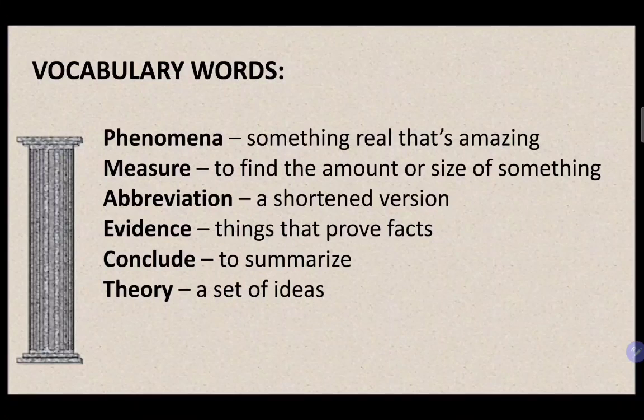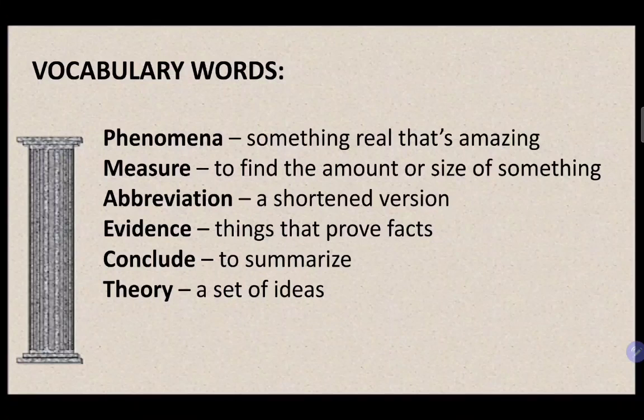Second, we have measure. Measure means to find the amount or size of something. Third, we have abbreviation, a shortened version of words. Like what I said, BE stands for Buddhist era, and AD stands for Anno Domini. AD and BE are examples of abbreviations. Next, we have evidence, things that prove facts, or proof. Next, we have conclude, to summarize.